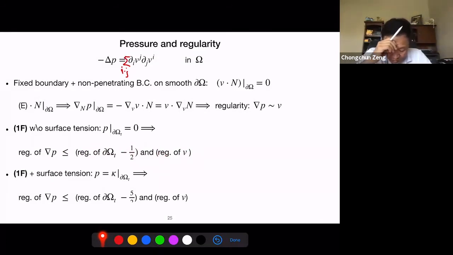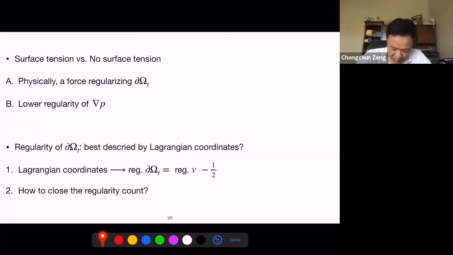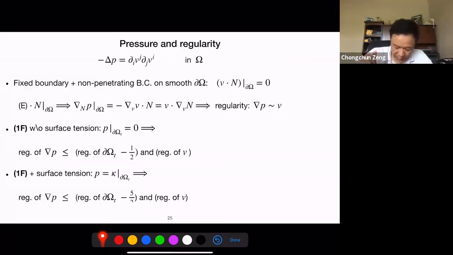With the surface tension, we know that the pressure on the boundary is equal to the mean curvature of the surface, and the mean curvature of the surface is like the second order derivative of the surface. So after you take the gradient of the pressure, the regularity of the gradient of the pressure is no better than the regularity of the boundary minus 5/2. So that's much worse. And also it shouldn't be better than the regularity of the velocity field.